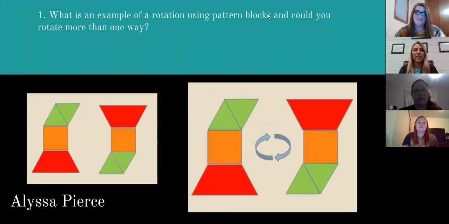Hey, Alyssa, what is an example of a rotation using pattern blocks, and could you rotate more than one way? Well, when working with rotations, you have to know what they are first. So a rotation occurs when you move an object around a point or origin clockwise or even counterclockwise. So in this example I've shown you, you can see a clear rotation that occurred in the midpoint, which we call the orange square. So in this particular problem, the shape has actually gone clockwise, but it could have gone counterclockwise if you were looking at the figure on the left.